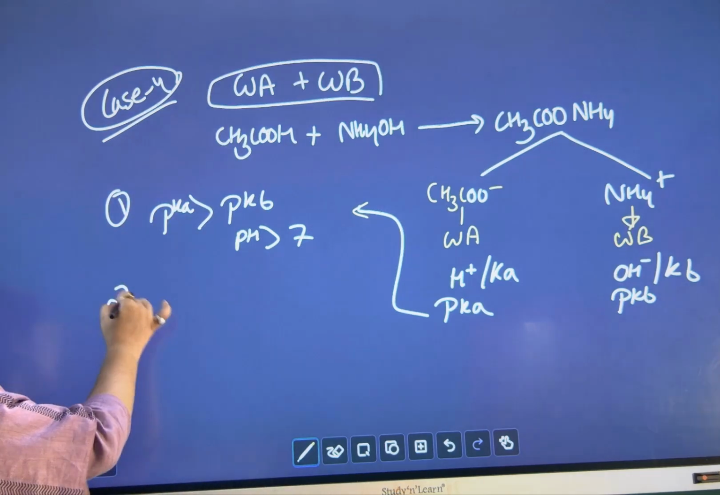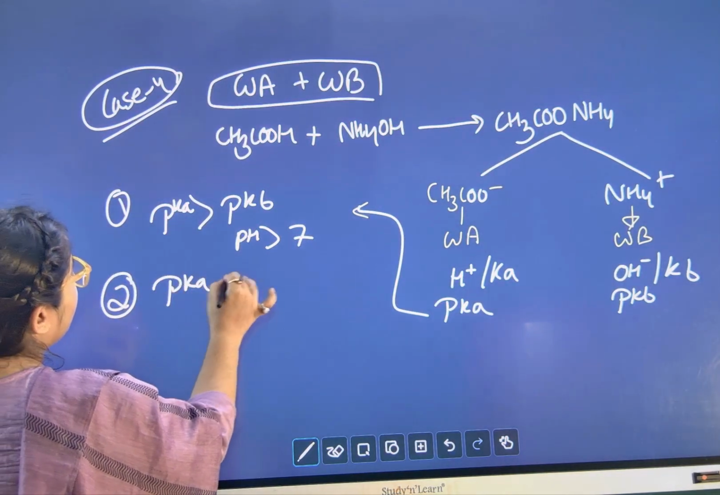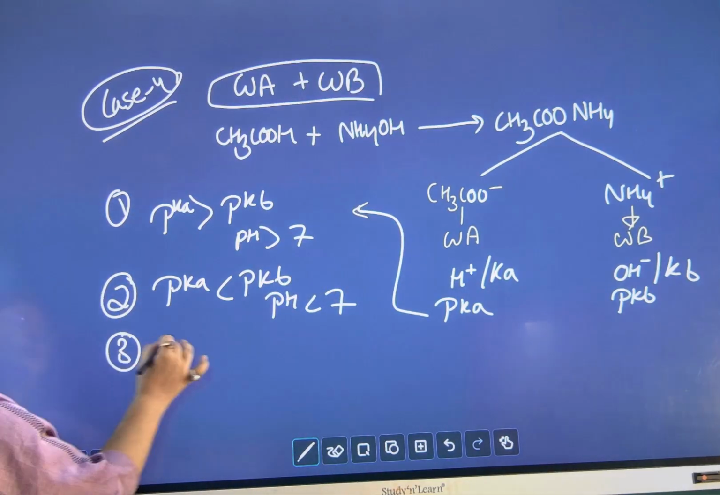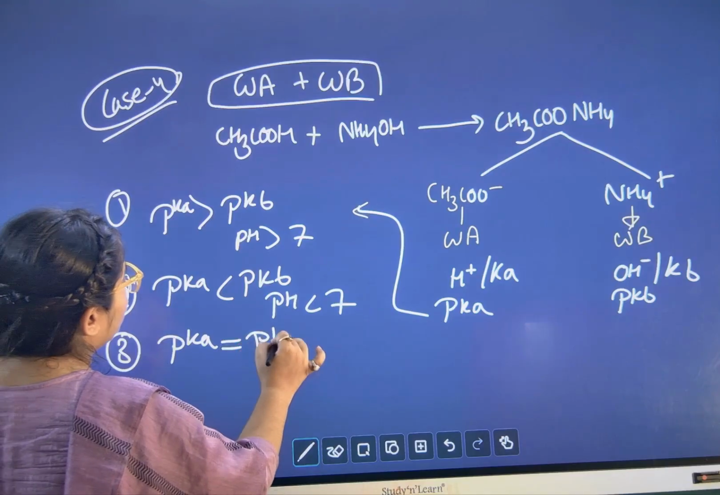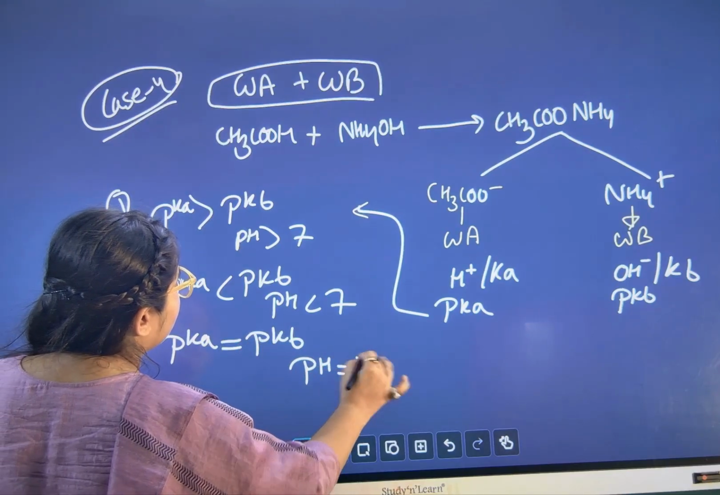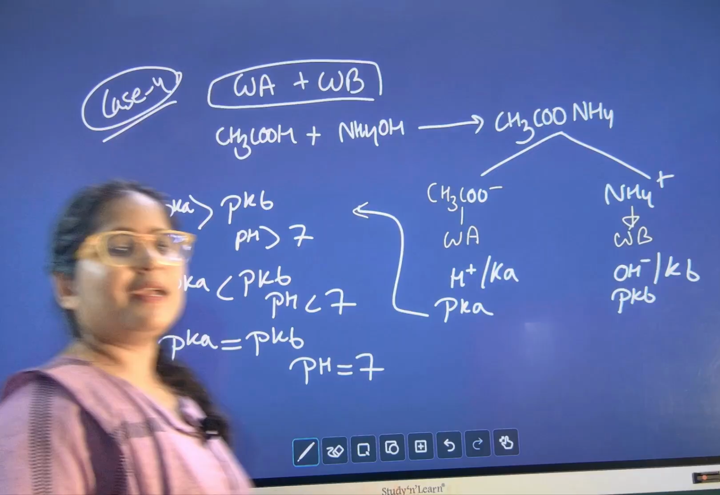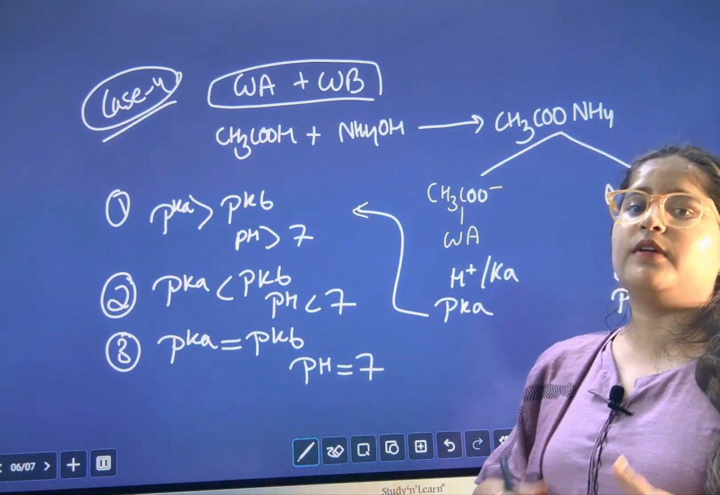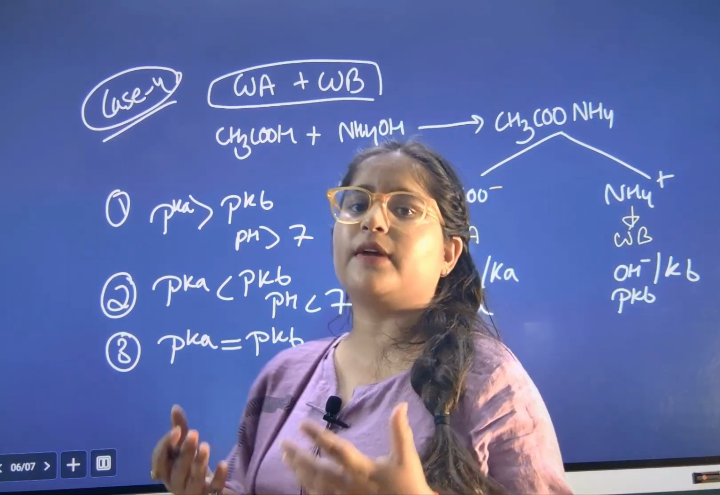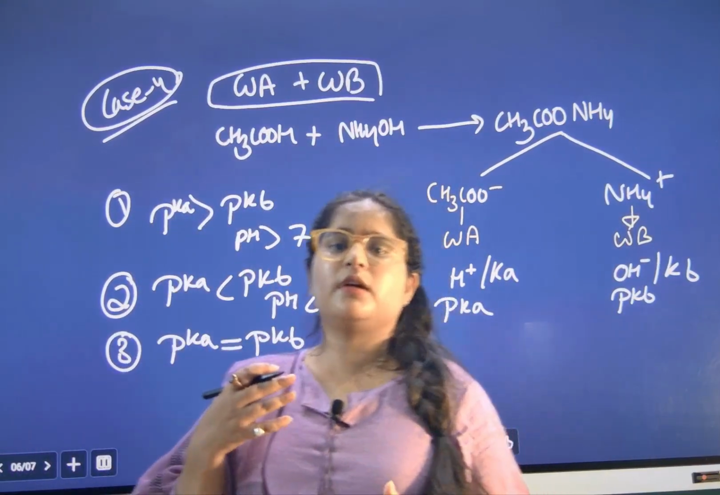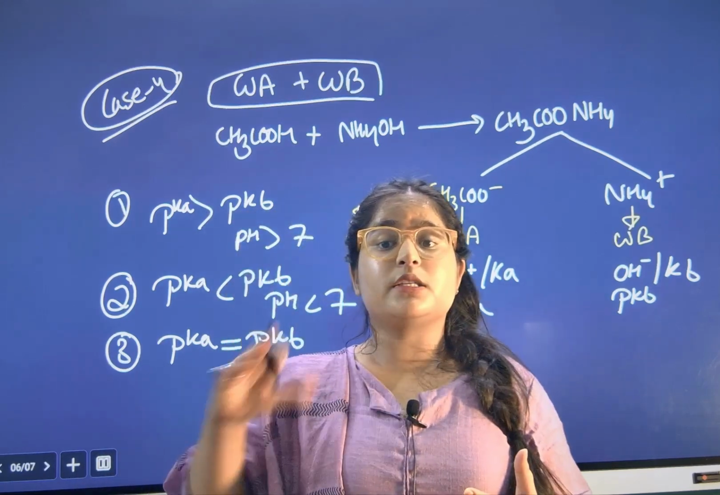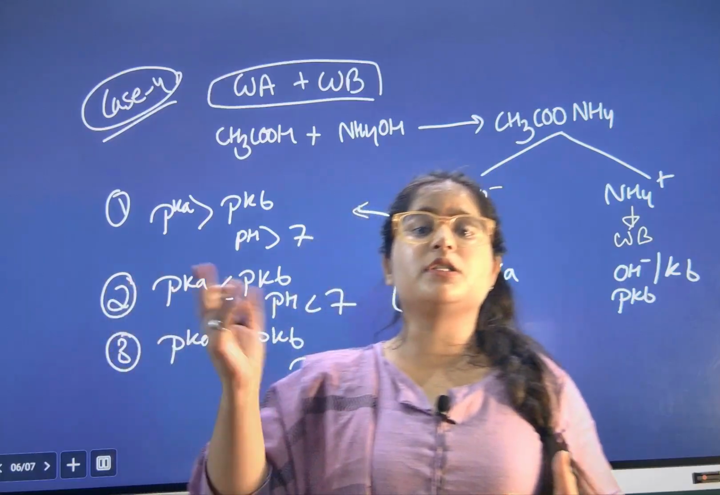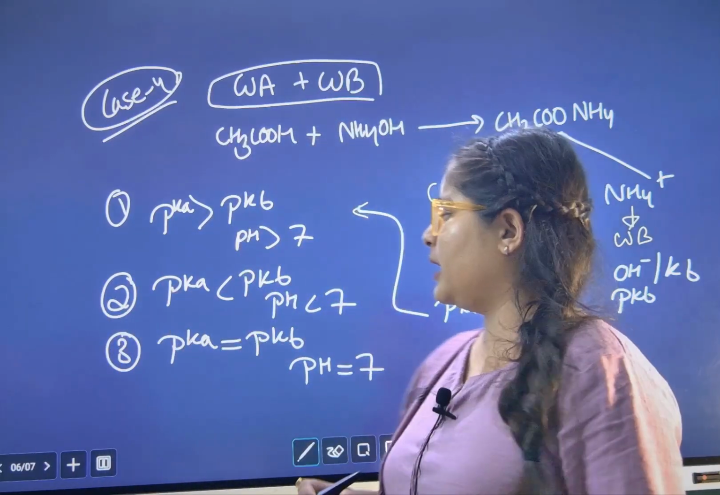What will be the second case? pKa less than pKb, then I will say pH less than 7. What is the third case? When pKa equals pKb, then pH is equal to 7, right? So all four cases are clear: when we have anionic hydrolysis, cationic hydrolysis, no hydrolysis, and when both are undergoing hydrolysis, weak acid and weak base, the pKa and pKb will decide the pH. Now I have written the formula.